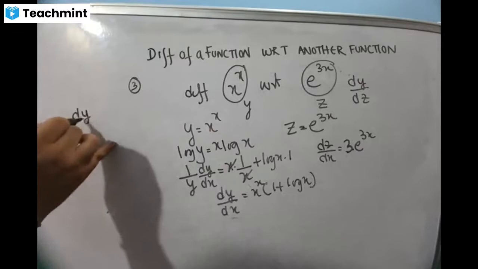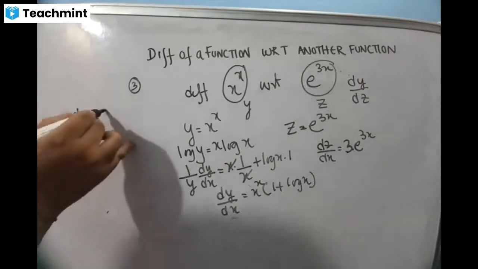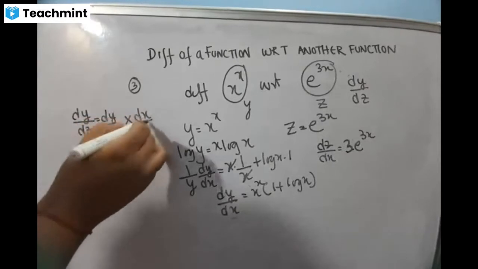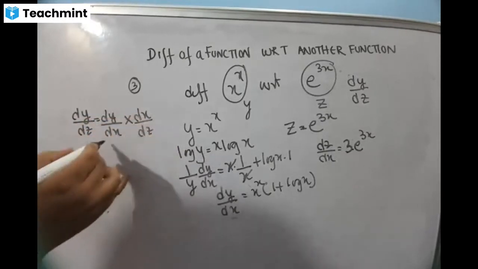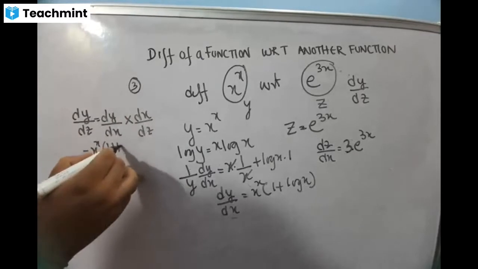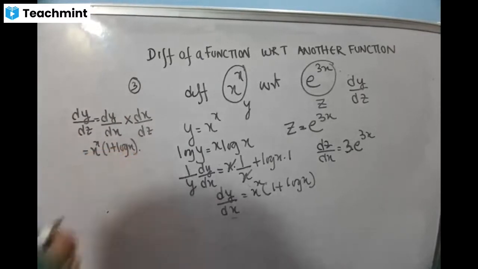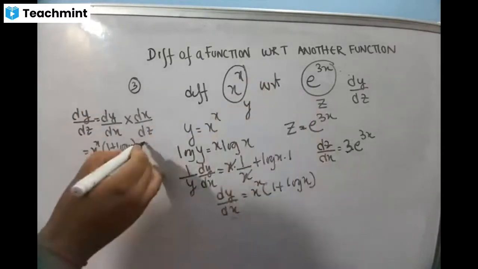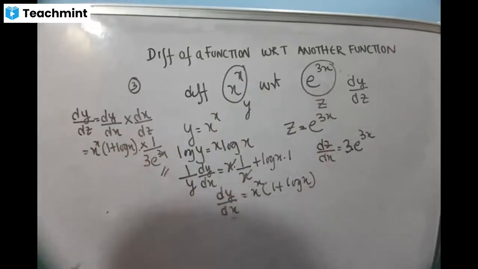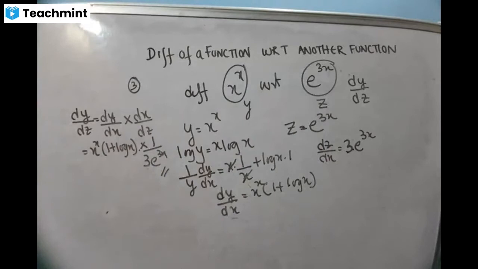So everyone look at the board. So dy by dz will be equal to dy by dx into dx by dz. So dy by dx means what? X to the power x into 1 plus log x, into dx by dz, which is its reciprocal. So you get 1 by 3 e to the power 3x. So this is the correct answer. Is that clear? Okay, please take a screenshot of this.